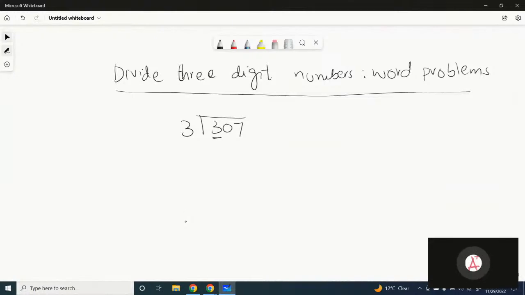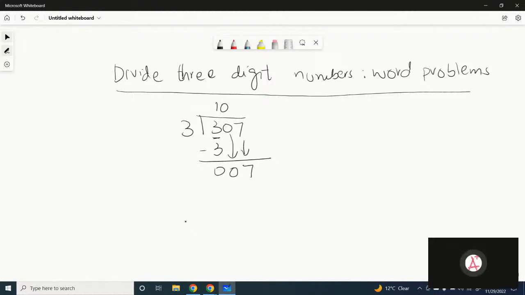Okay, just look at the first digit. The divisor is 3 and the first digit is 3. We can divide them, got it? Because we know that 3 times 1 is 3. So 3 subtract 3 is 0. Now the next digit you have to bring down is already a 0. So you need to put a 0 over here, got it? Because 3 times 0 makes 0. Now bring the next digit down, that would be 7.